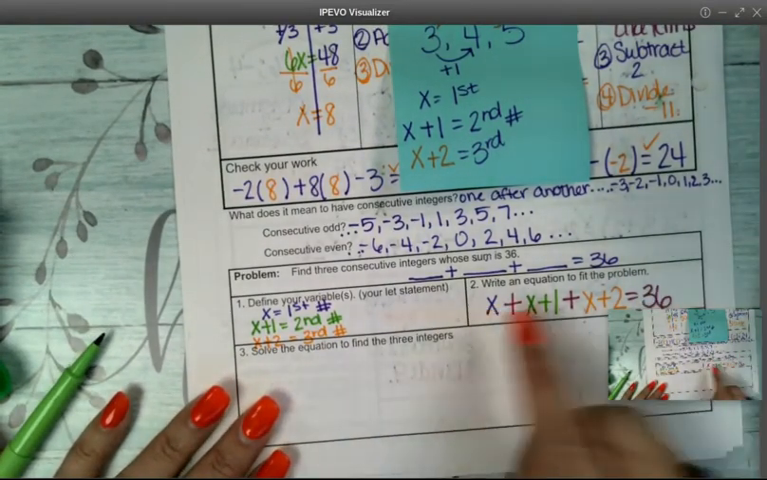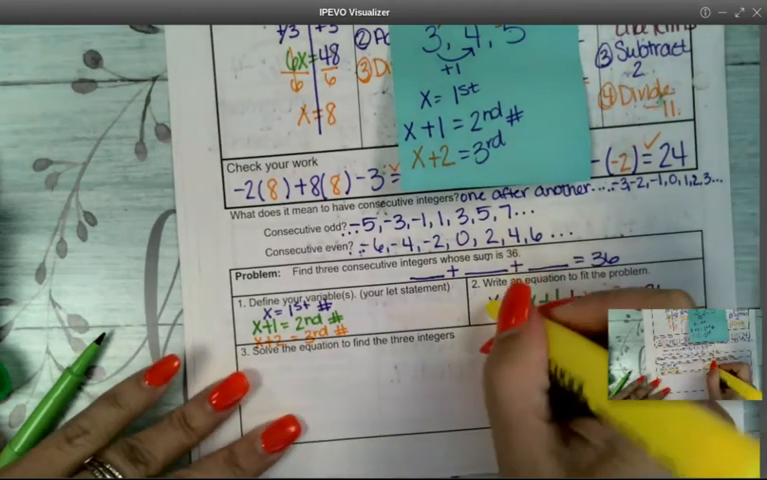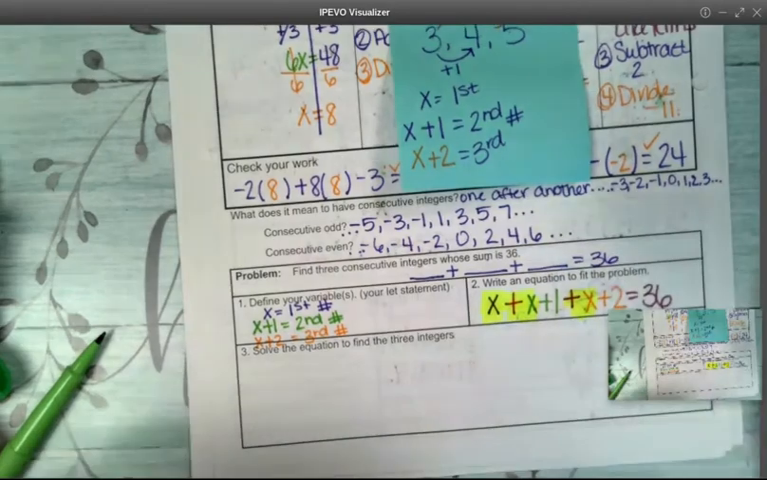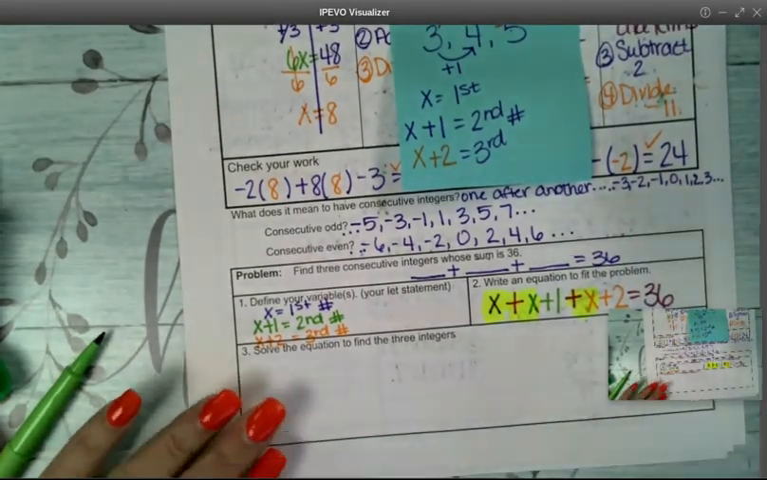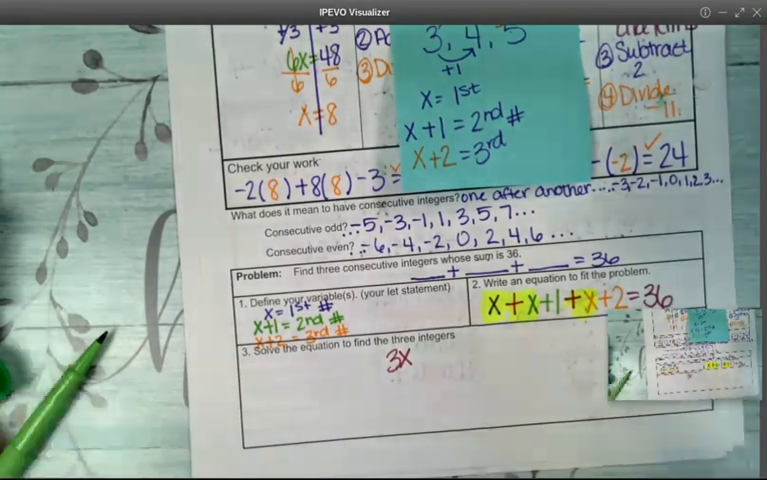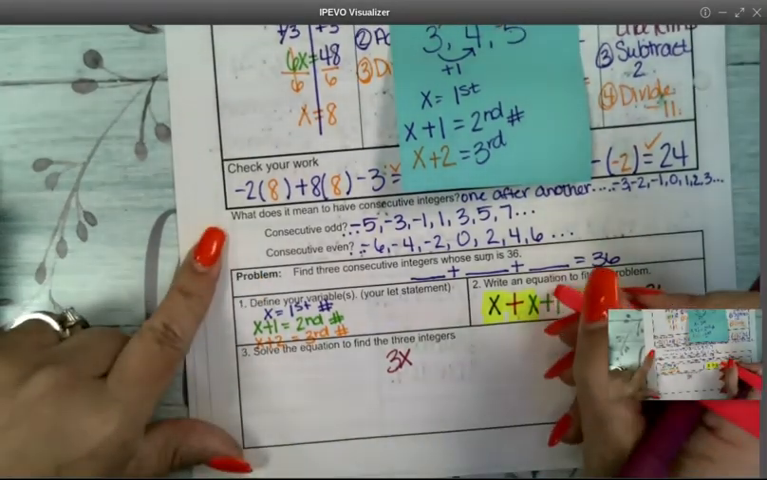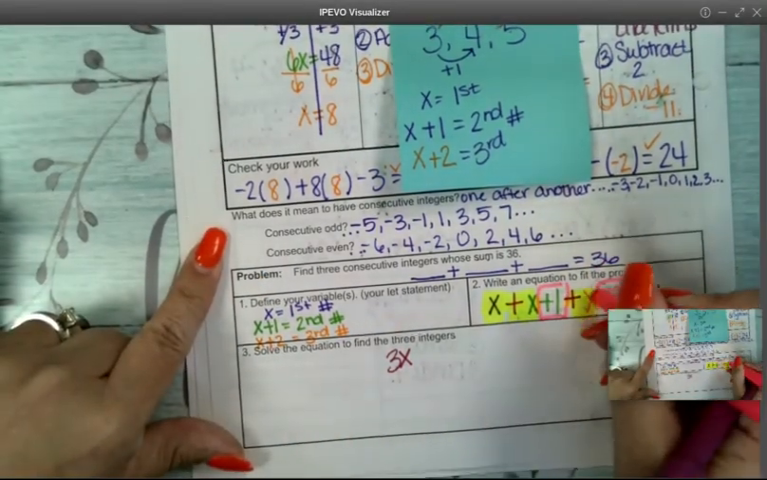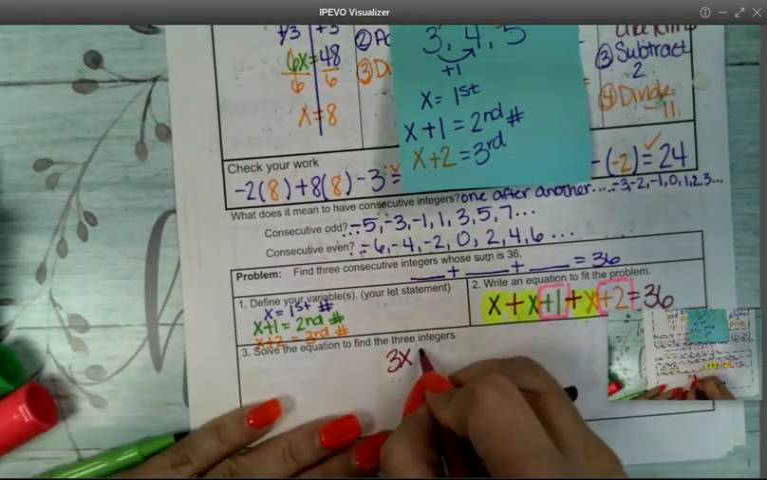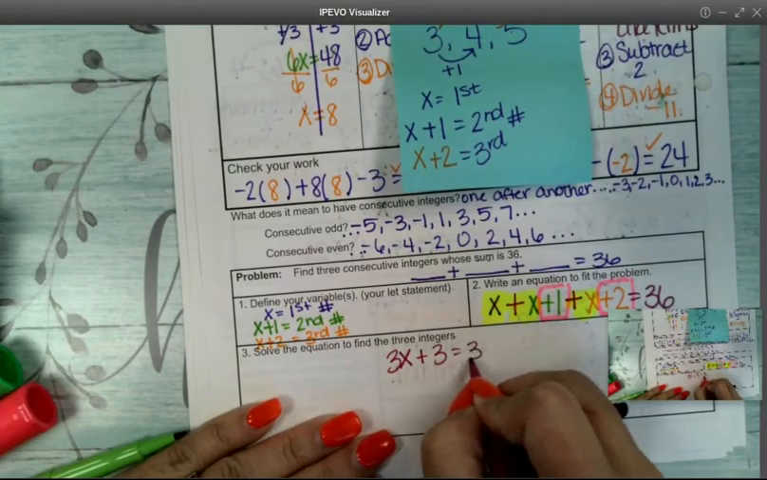Now, to solve this equation, we're going to combine like terms. Our like terms are our x's. So we have 1x plus 1x plus another x. That gives us 3x's. So 3x. Now our constants are also like terms. So this is a positive 1 plus 2. So 1 plus 2 is 3. So I'm going to say plus 3 is equal to 36.